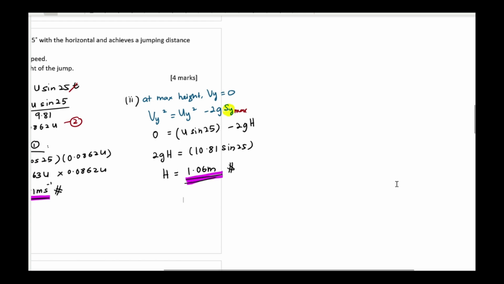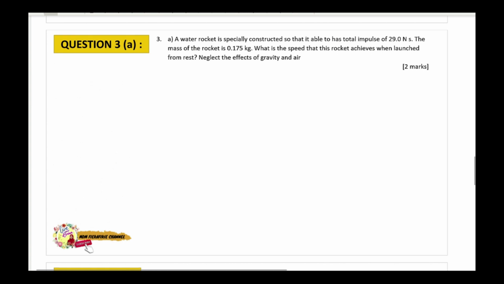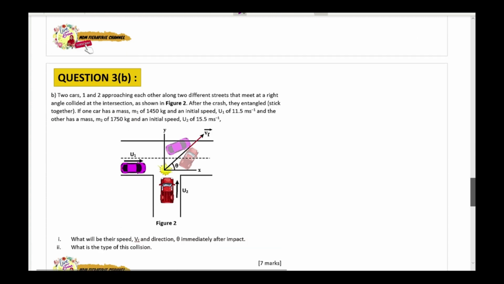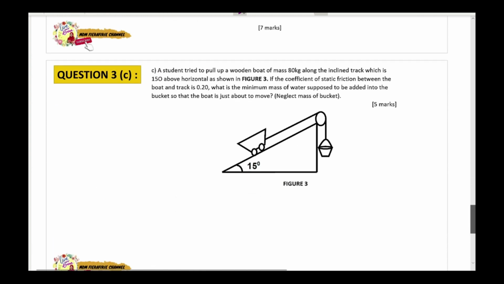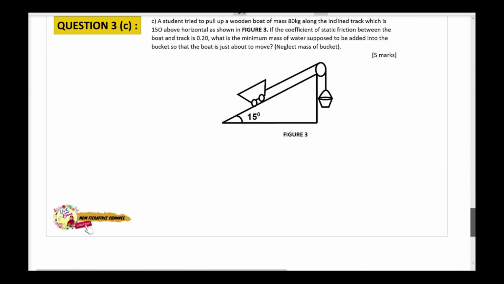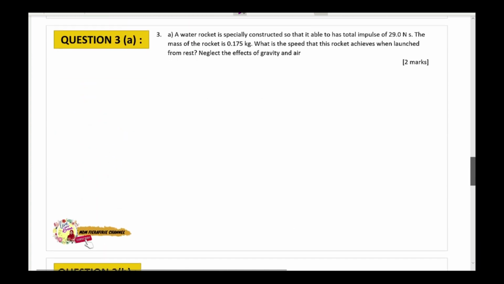Let's proceed to question number 3. Alright, question number 3. So, for your information, markah untuk question number 3, kita ada lebih kurang 14 markah. So, here we have 3A, 2 marks. And then we have another question, 3B, 7 marks. And then the last one is 3C, which is 5 marks. Okay, so jom kita cuba test diri kita. Boleh ke kita jawab soalan chapter 1, 2 dan 3? So, jom kita mula untuk soalan nombor 3.